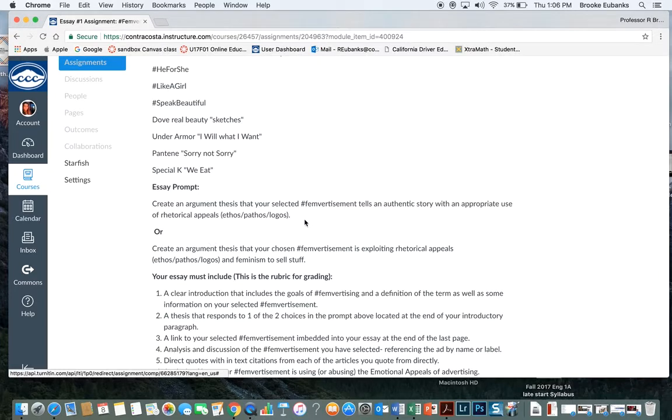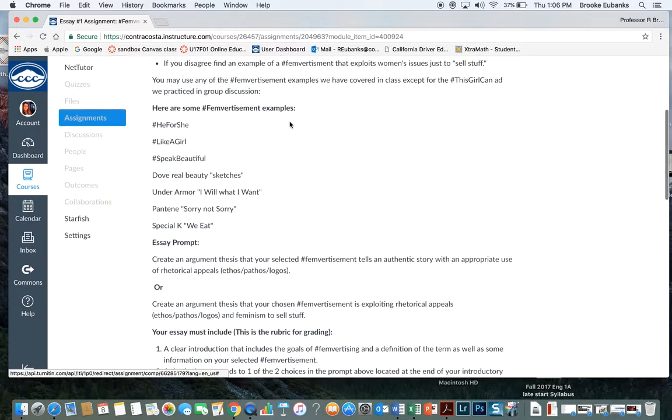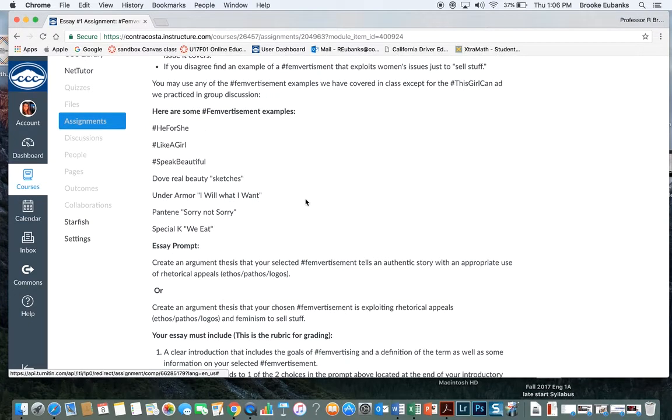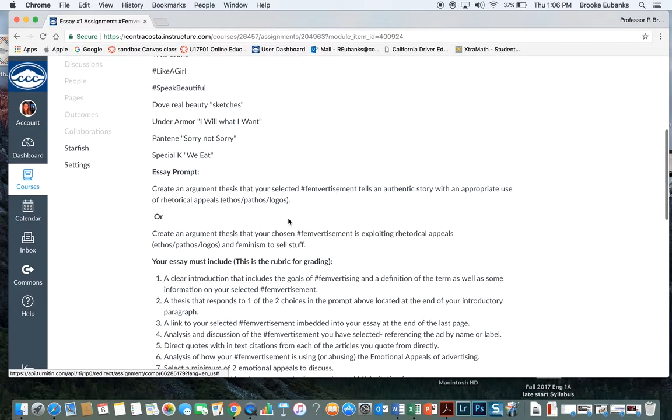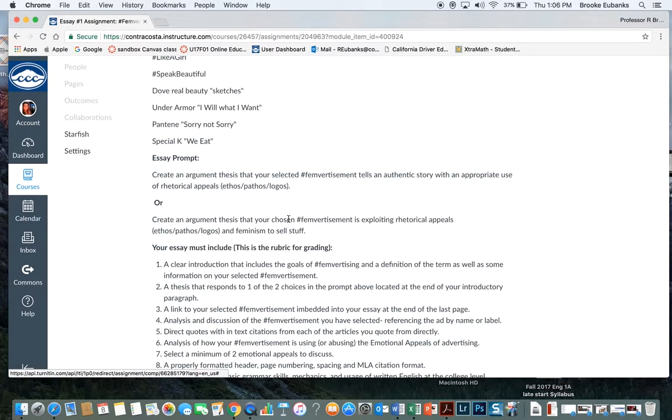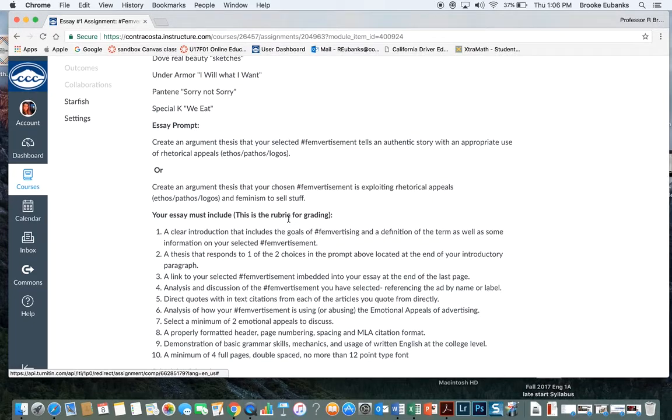So as you are writing your essay and as you are first constructing your thesis and initially choosing which of the FemAds you're going to write on, and I've given you a short list of choices, options students have used previously, you want to focus on the or. You're not doing both things. You are only doing one of these two things.